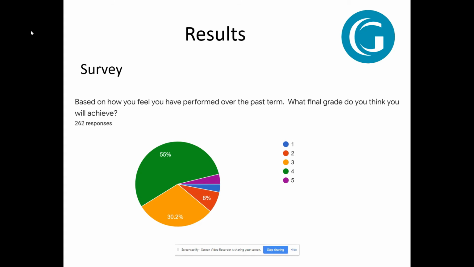Looking at the mock results might have some kind of distortion result from there, but it's nice to see that they're confident in that. But also the honesty with some of the learners, 8% thinking that they would get a grade 2, and some learners even thinking they might achieve a grade 1.